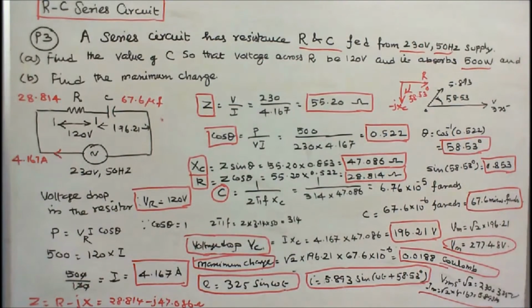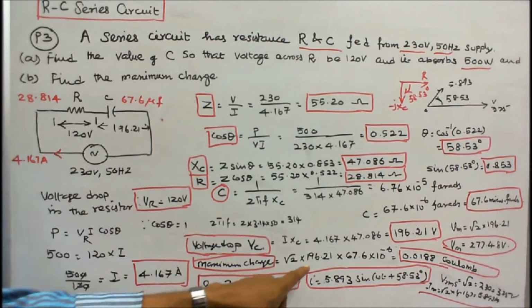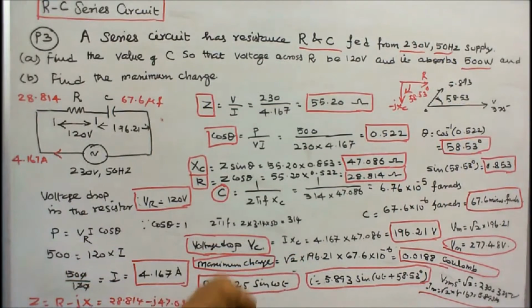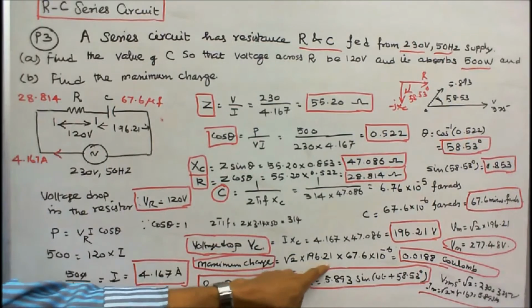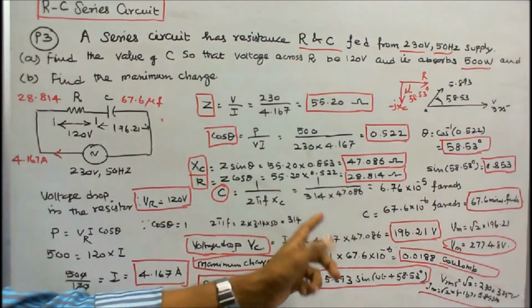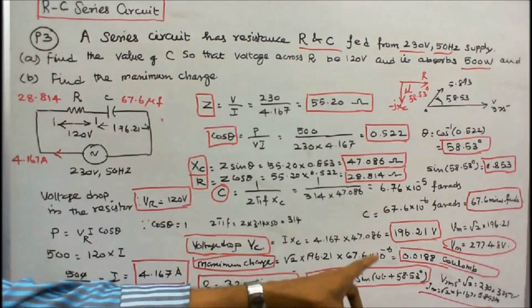The next is, I can find maximum charge, that is equal to root 2 into 196.21. The 196.21 is the RMS. The maximum is root 2 into 196.21 into C. C is 67.6 into 10 power minus 6. That is equal to 0.0188 coulomb.